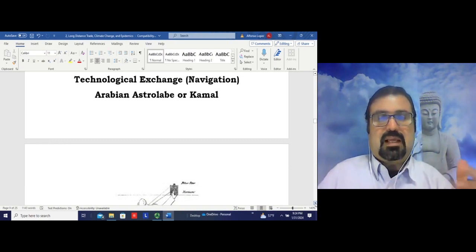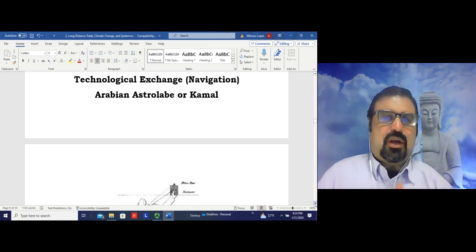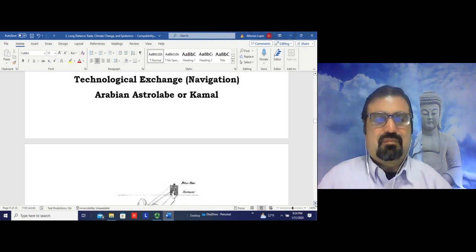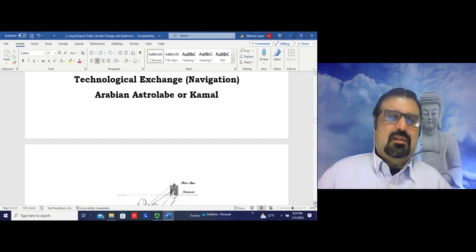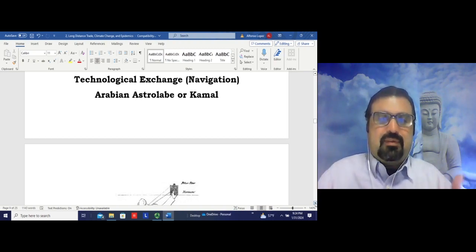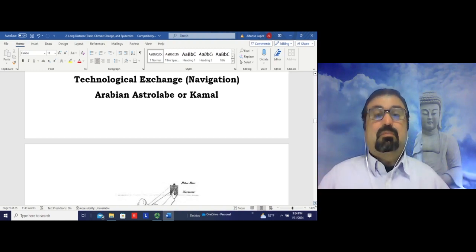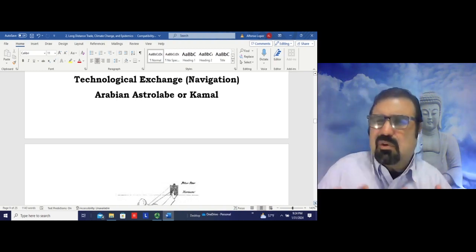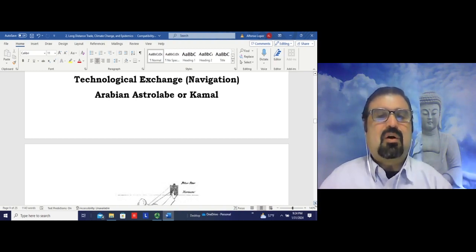Merchants that travel from point to point across the network also share knowledge regarding, for example, navigation skills and navigation devices that allow them to improve their vessels, to travel long distances, and to feel more secure in the ocean. So we see a kind of technological revolution of sorts that is taking place in the Indian Ocean.